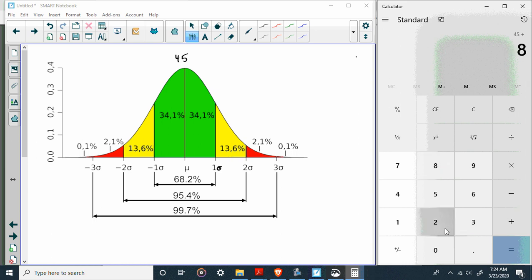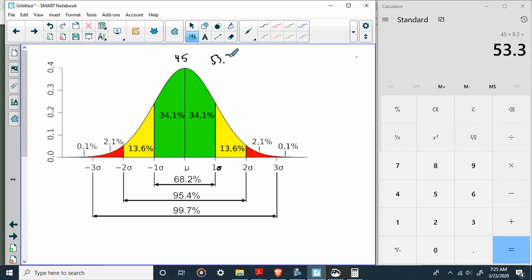So 45 plus 8.3. That's it. One standard deviation above, you're going to be at 53.3. Okay. Let's add another 8.3. And we're going to be at 61.6. So 2 standard deviations would be 61.6. And let's add one more. We're going to be at 69.9.